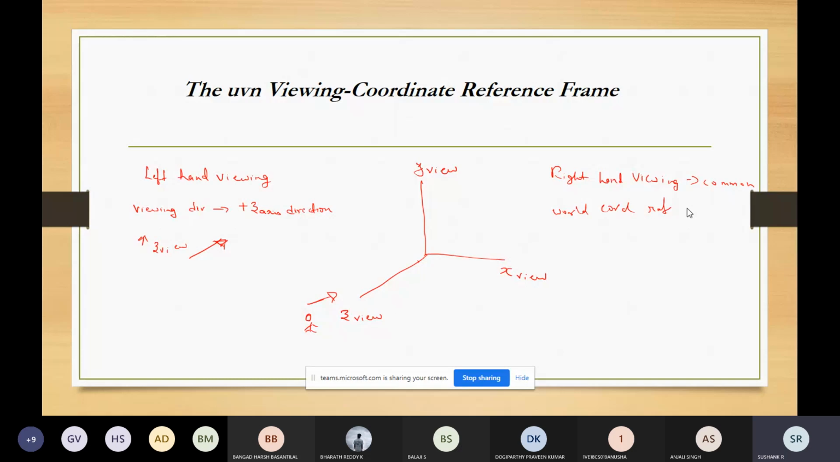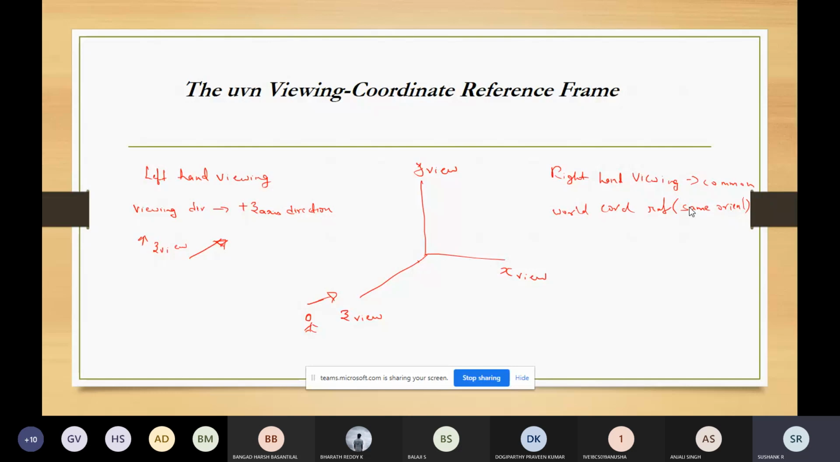This kind of reference will allow the graphics packages to deal with only one coordinate orientation, for both the world frame as well as the viewing reference frame. We know that the right-hand system is most commonly used because it has the same orientation as the world coordinate reference frame.